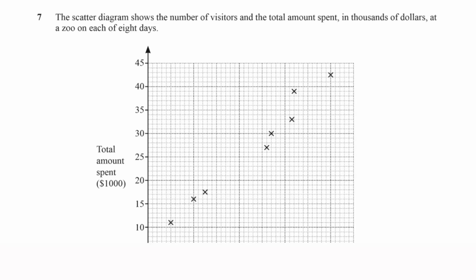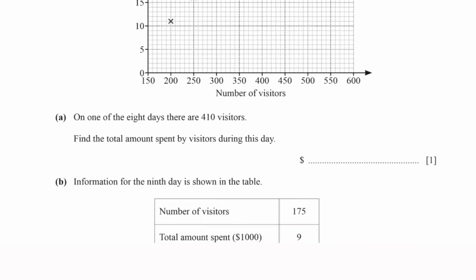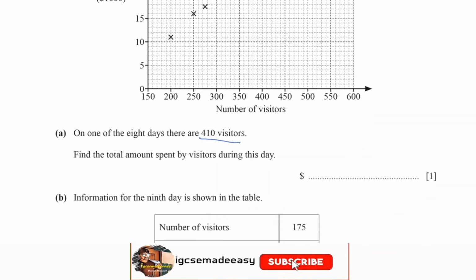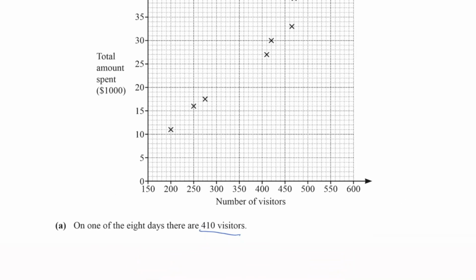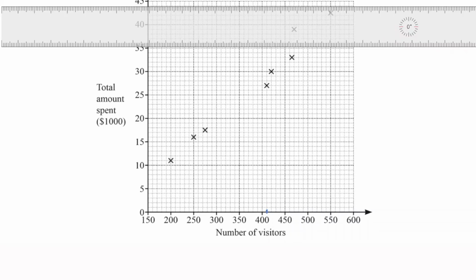Question number 7. The scatter diagram shows the number of visitors and the total amount spent, in thousands of dollars, at a zoo on each of 8 days. So the plot shows the total amount spent and the number of visitors in the zoo. Part A is asking, on one of the 8 days there are 410 visitors. Find the total amount spent by the visitors. Okay, this is 400, then this will be 410, because each box represents 10 units.